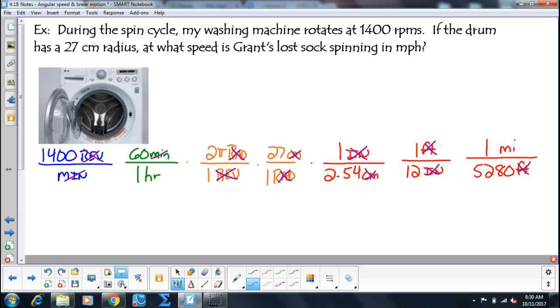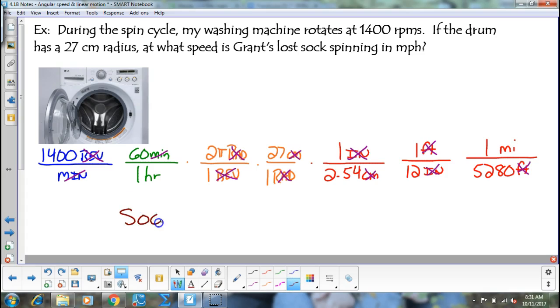Okay, so let's start doing some math. 1,400 times 60 times 2 pi times 27 divided by 5,280 divided by 12 divided by 2.54 gets me that the sock is spinning at 88.547 miles per hour.